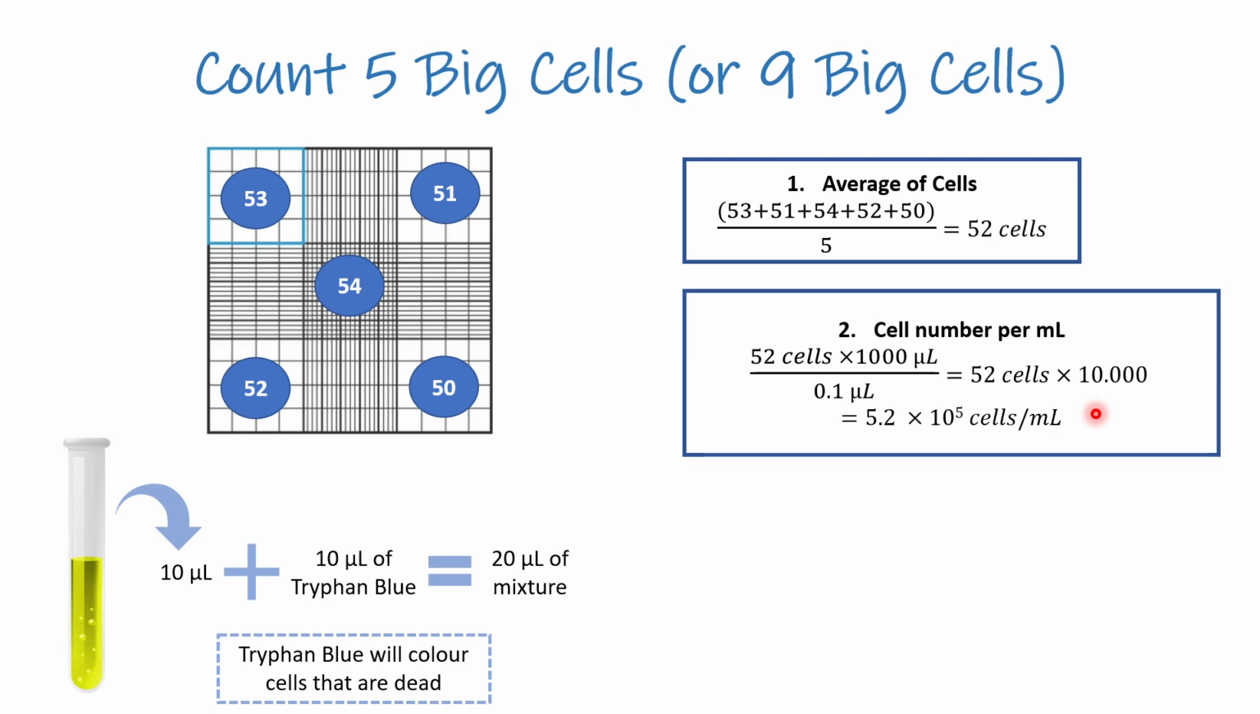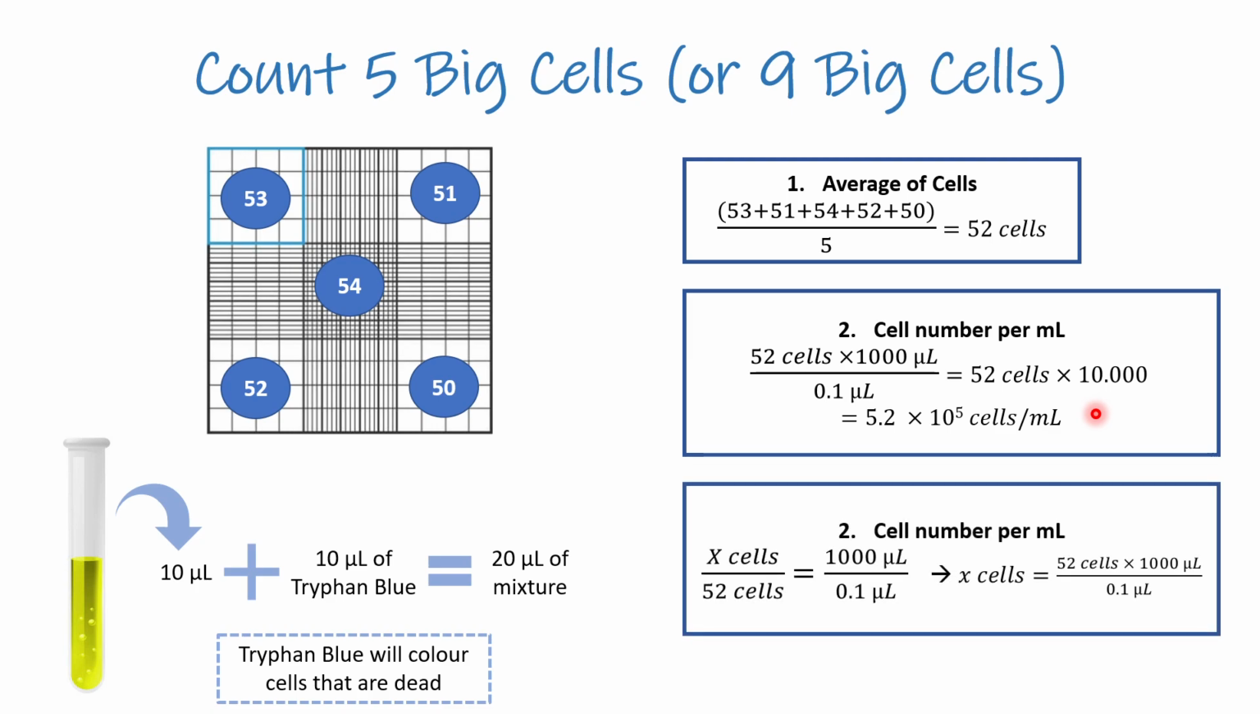If you don't want to memorize this formula, then just do it with logic. If we now have 52 cells within 0.1 microliter of sample, from one big box, how many cells would we have if the volume is 1000 microliters, or 1 milliliter? And of course, this number, the 52 cells, jumps up over here, and what do you know? See, the formula is the same. So that's how you get the formula. You don't really have to remember it, you just need to understand what you're doing.